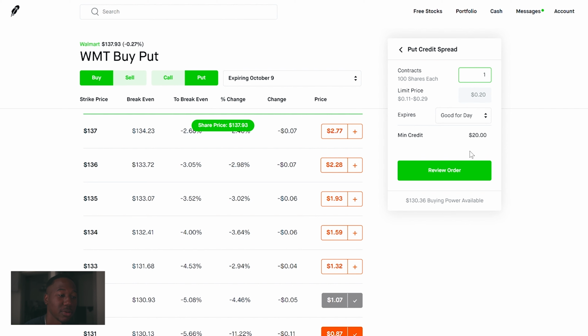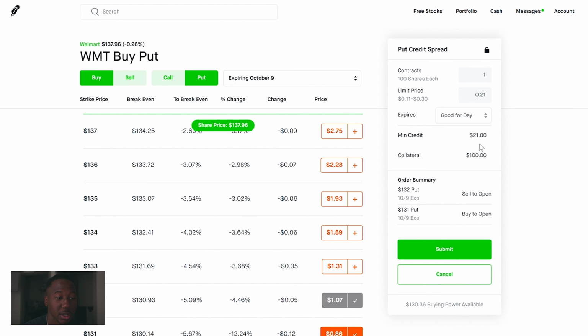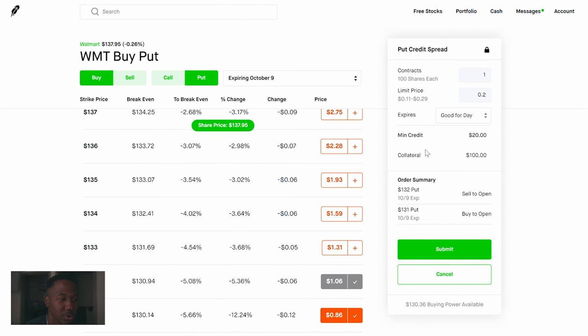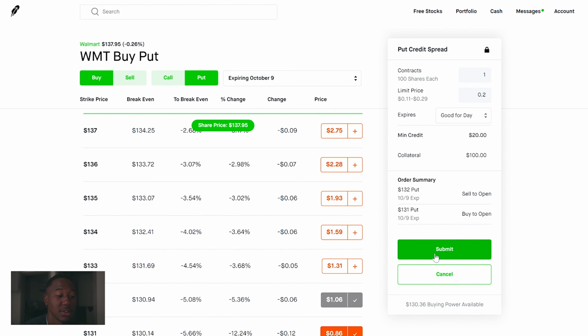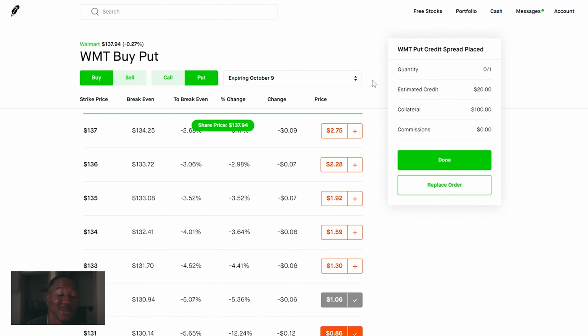So now I'm going to hit review order, and notice I have $130 buying power available. And actually the minimum credit went up to 21, and let's see if it gives any more information. No more information. So I'm going to hit submit. All right, so now that I put the order in, you see that it says the Walmart put credit spread has been placed. The estimated credit is $20 and the estimated collateral is $100.